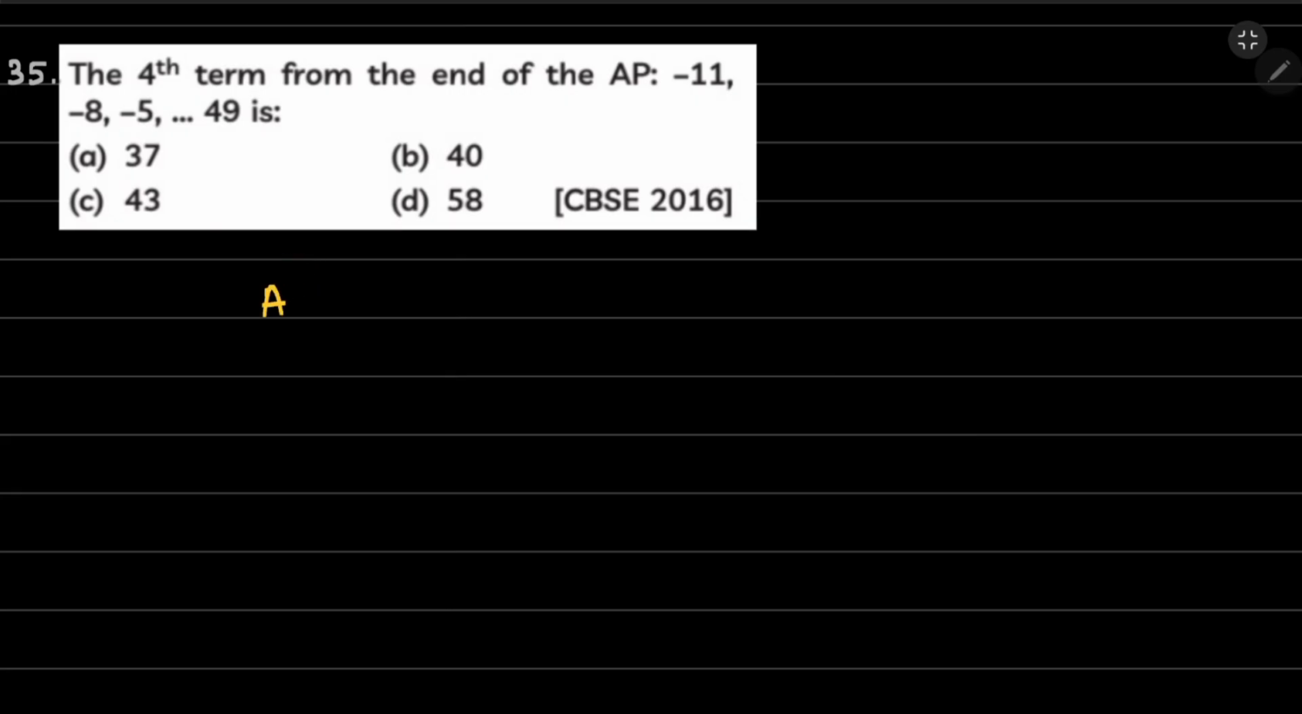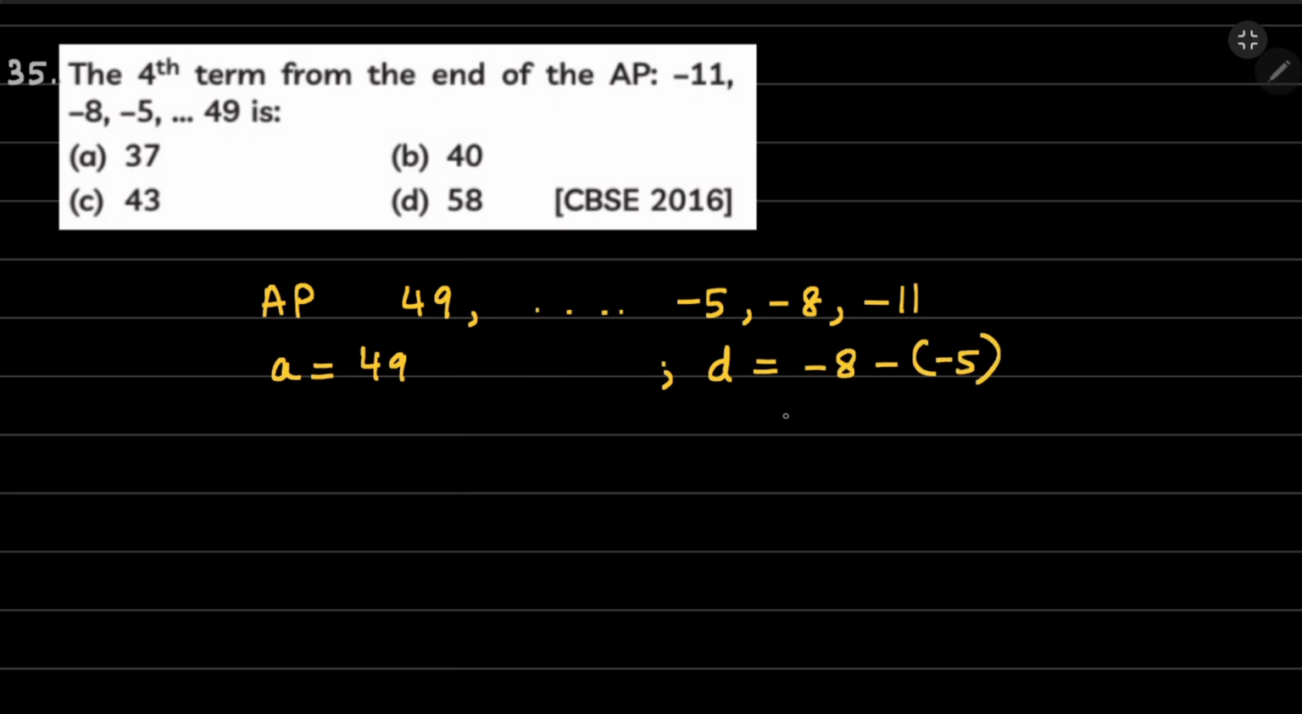So when I reverse the AP, I'll write the last term as the first term, and it goes on minus 5, then minus 8, and then minus 11 will be my last term here. So your first term is 49. The common difference D will be equal to minus 8 minus of minus 5. That is minus 8 plus 5, which is minus 3.